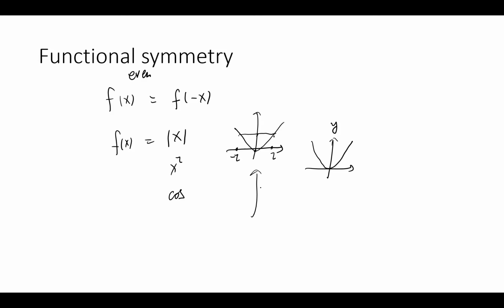Another example is cos of x, which looks something like this. Then it's also symmetric around the y-axis. The function can also equal the negative of f(x).